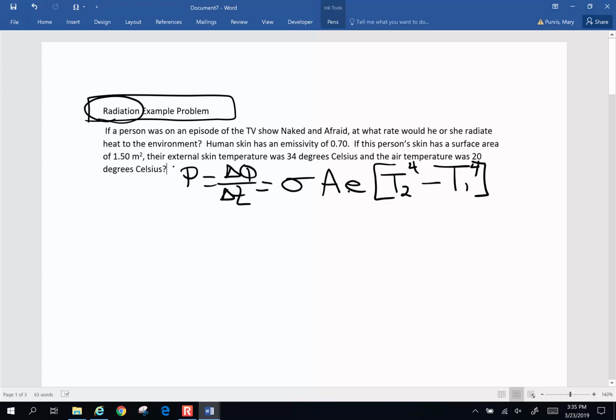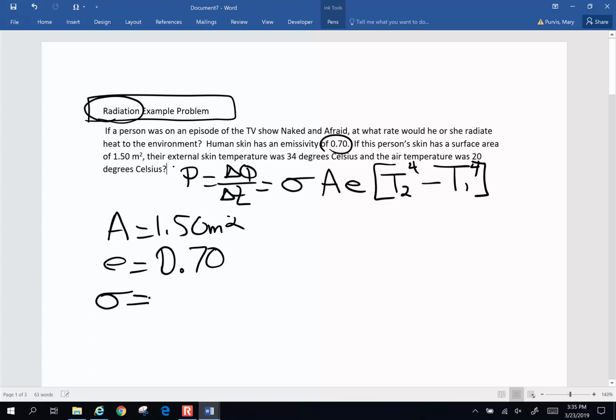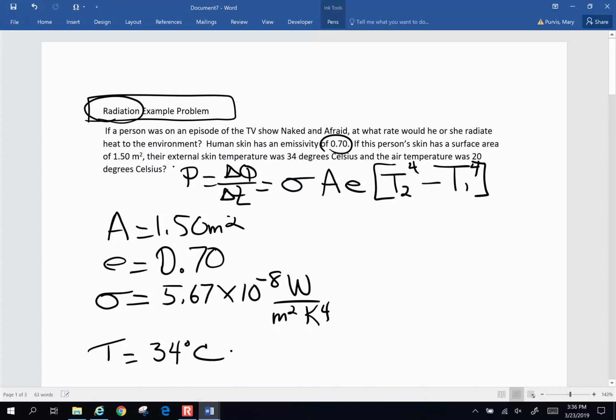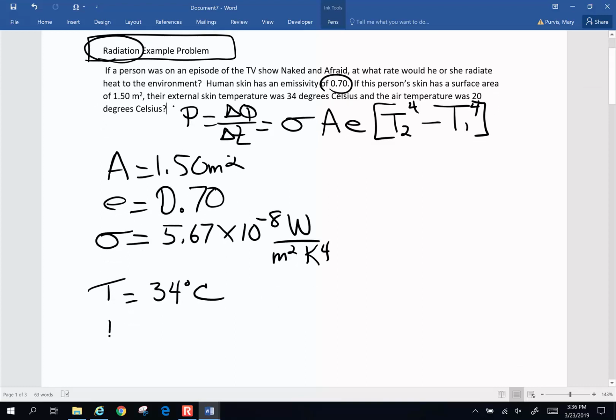What do we know from our problem? Well, we know the area is 1.5 meters squared. We know emissivity is equal to 0.70. We know Stefan Boltzmann's constant is 5.67 times 10 to the negative 8 watts per meter squared Kelvin to the fourth power. Stefan Boltzmann's constant is on the back of that physics constant sheet I gave you, so you have that. The two temperatures that you have, one is 34 degrees Celsius and the other one is 20 degrees Celsius.